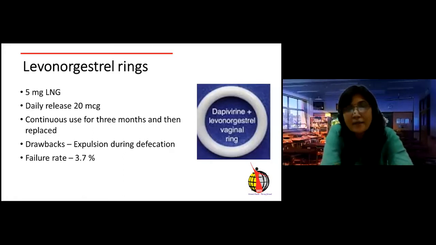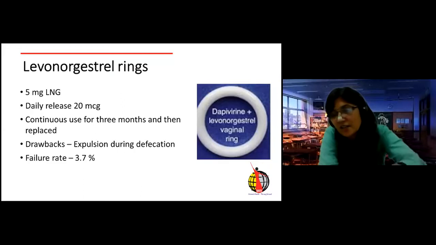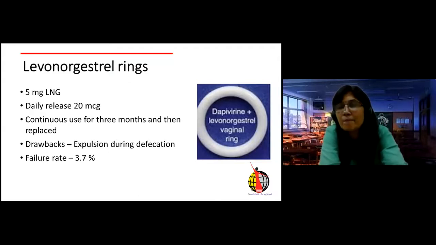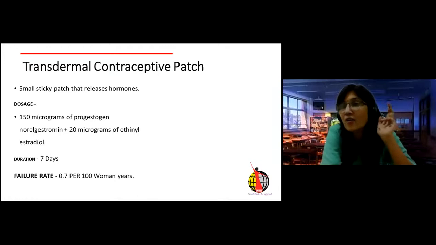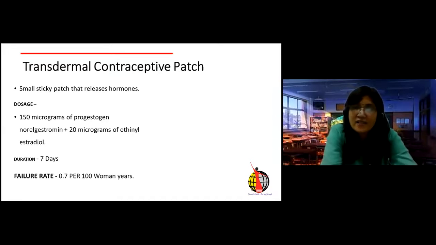Drawbacks, it can be expelled and the failure rate is 3.7%. So a little bit higher, but many women prefer to use the vaginal ring, though it is not at all common in India. However, in European countries, in Nordic countries, it is considered a very good, acceptable method of contraception.